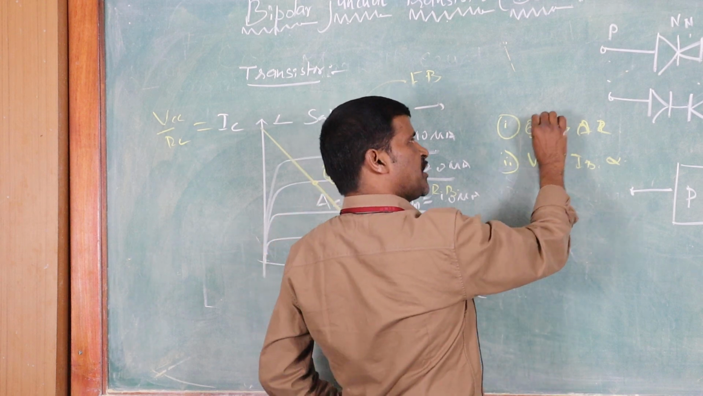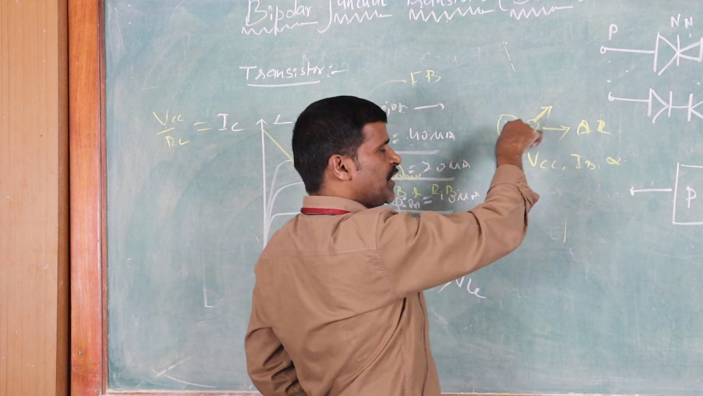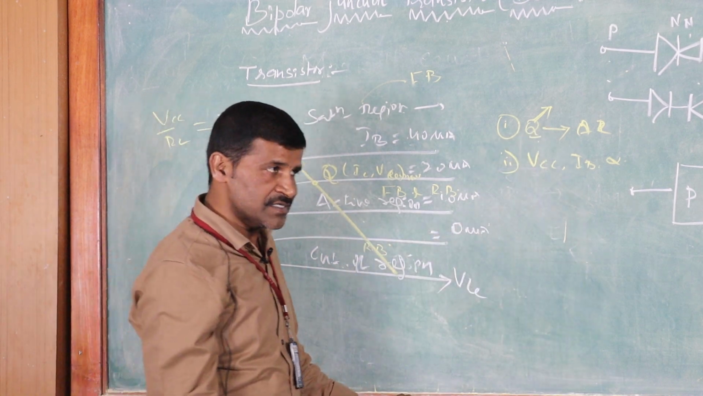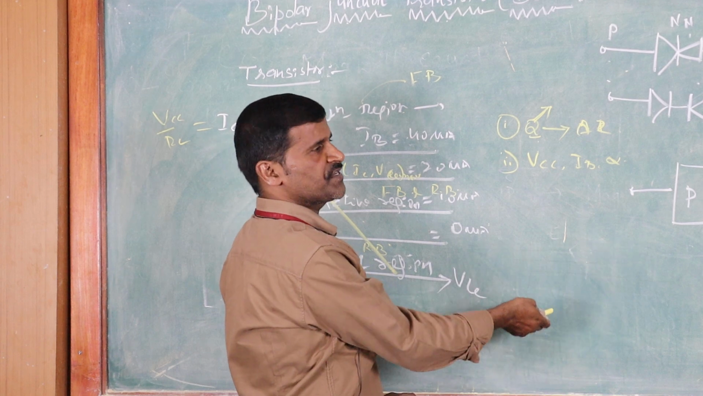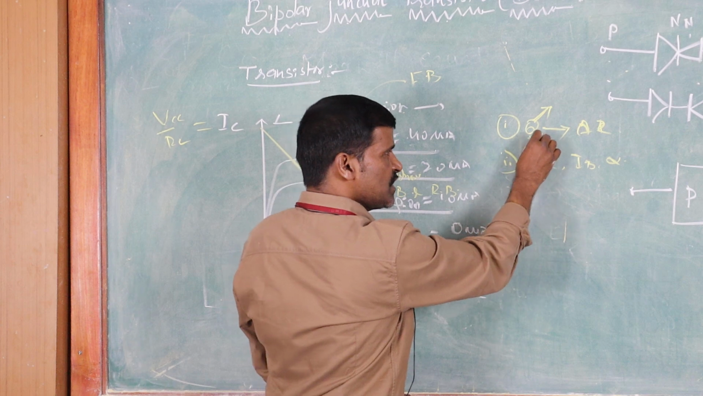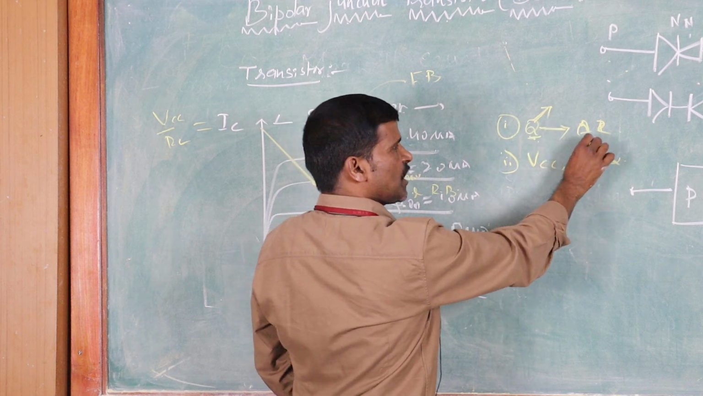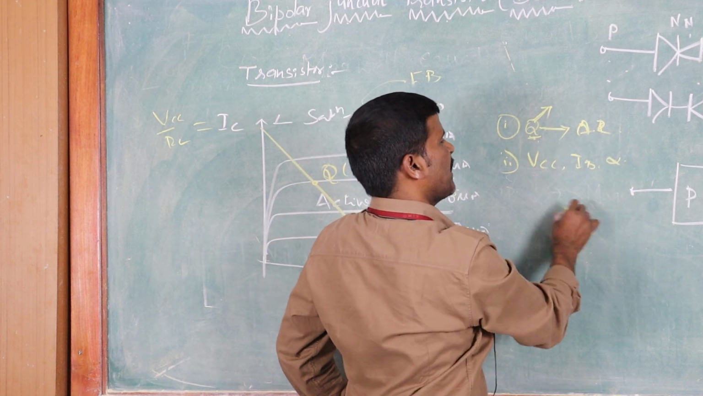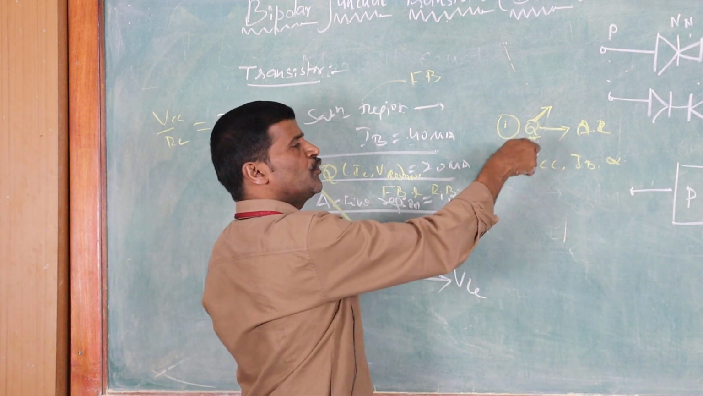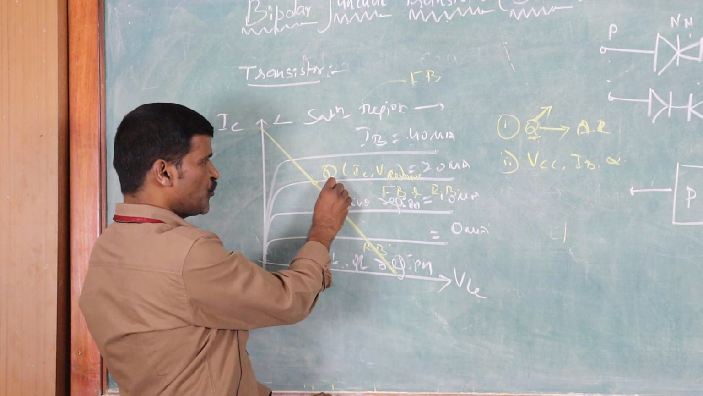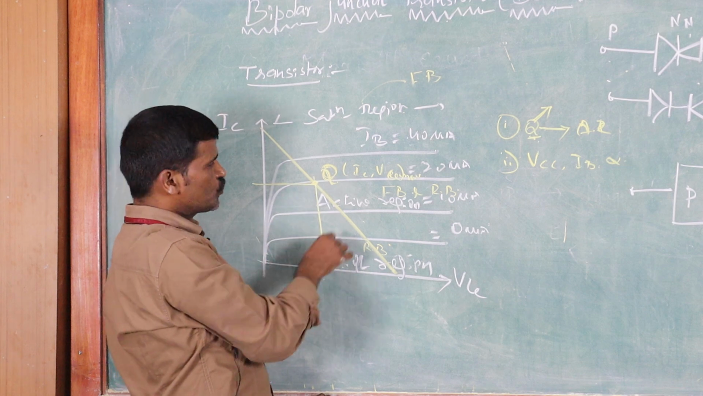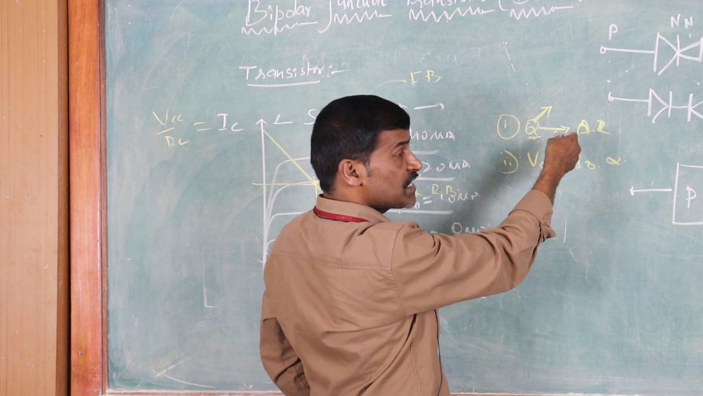For example, if the Q point is not stable or not at the center, you may get a distorted output. To get distortion free amplification, two conditions must be satisfied: the transistor is always operated in the active region, and all its parameters like alpha, beta, gamma are within range. Then generally you can get distortionless amplification. So you can take the Q point at the center of IC, VCE, and get the maximum distortionless output.